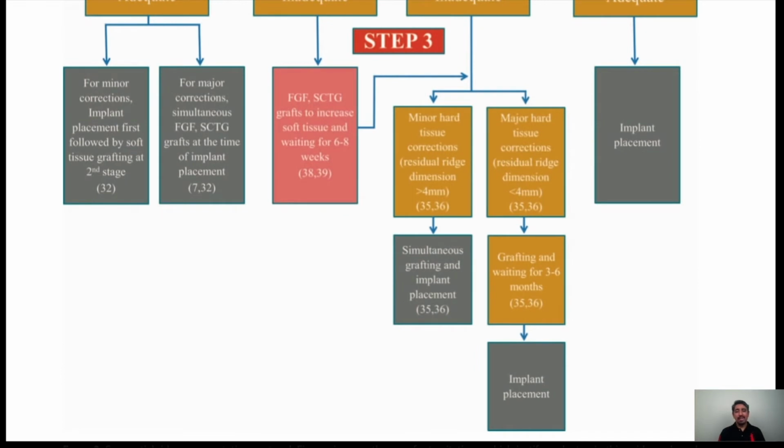So if you have inadequate hard tissue and inadequate soft tissue, then for minor corrections you could consider implant placement first if there is adequate bone, and you could consider doing the soft tissue augmentation at the time of the exposure of the implant at the second stage. If there are major corrections needed, then you could even consider simultaneous soft tissue augmentation at the time of the implant placement.